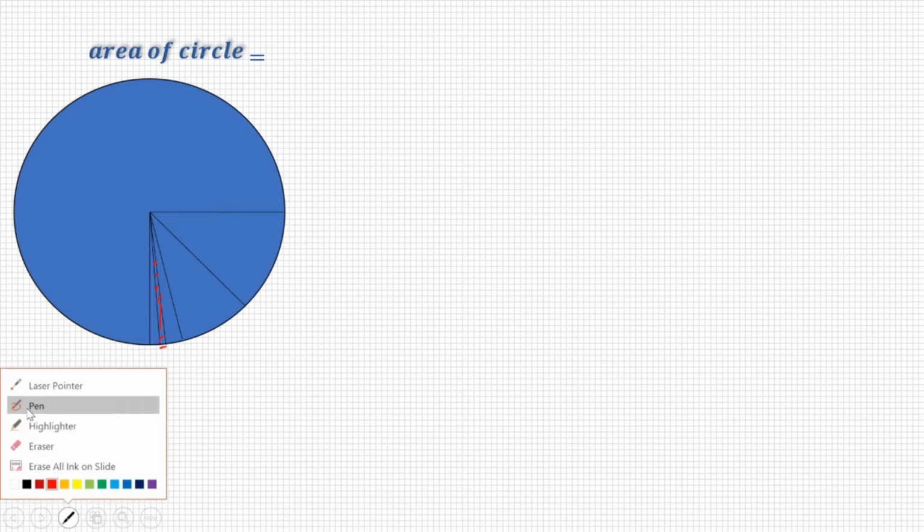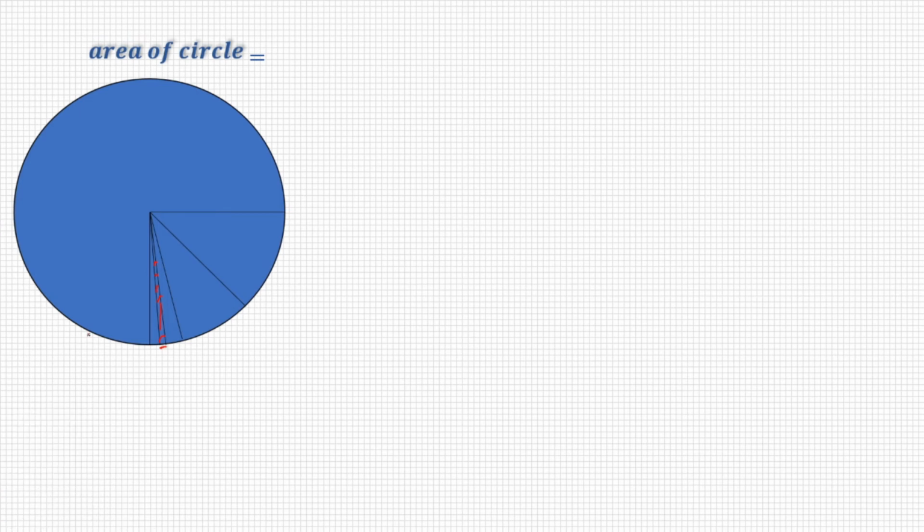What do we have to do actually? We have to divide this circle into very small triangles. Very small means so small that the third side is not an arc, it's a line segment. So we can divide this full circle into many triangles as I have done here.